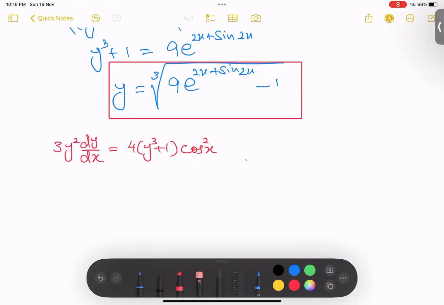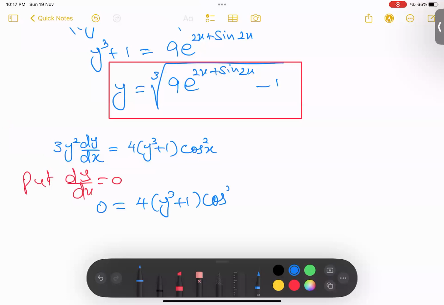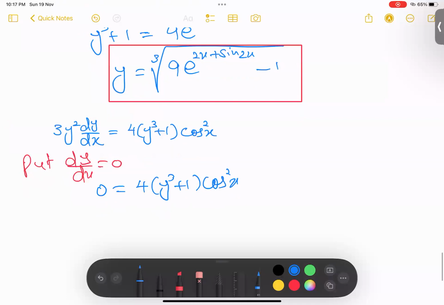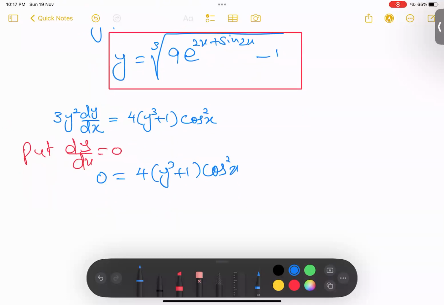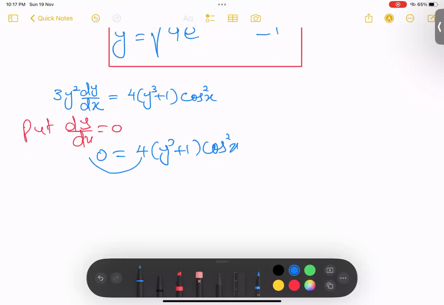Okay, I'm going to put derivative equals to 0. Why? You know it very well, because it is a stationary point. So 0 equals 4 times y cube plus 1 times cos squared x. Okay, I have two options. This is option number 1, but I have another option as well available. But I think this is a better option. So either 4 will go down, finish, or y cube plus 1 equal to 0, one option, or cos x equal to 0, second option.